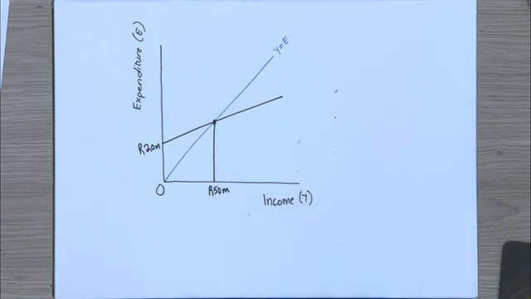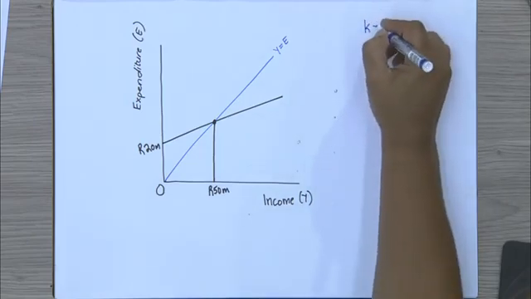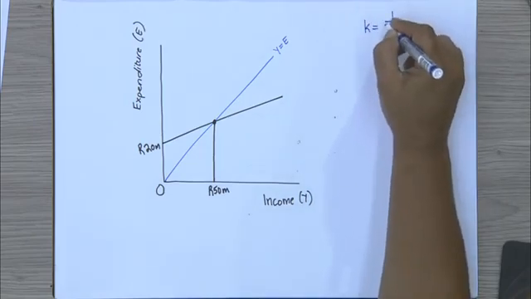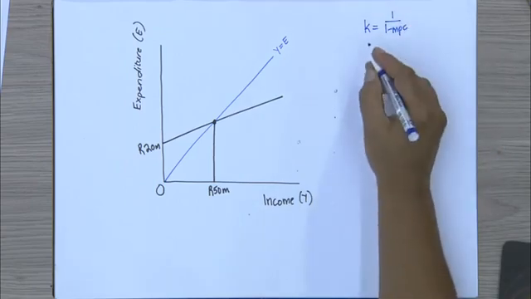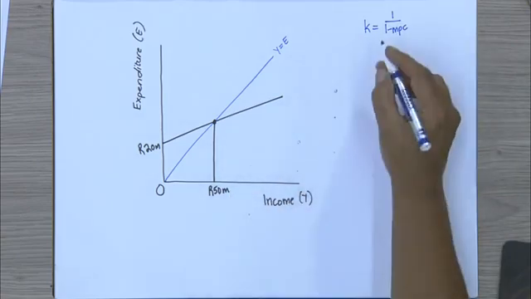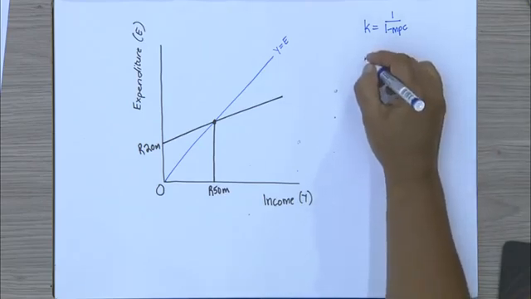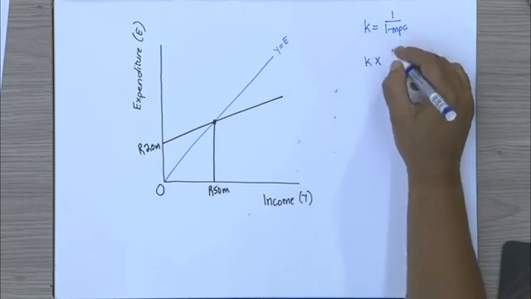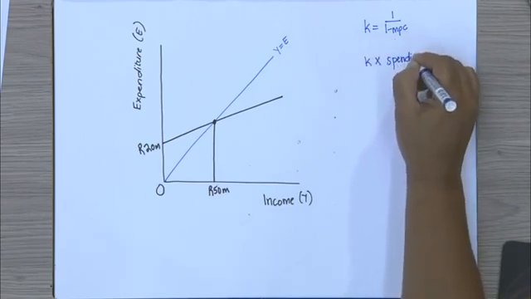Now the question says, calculate the value of the multiplier. Now you know the formula is K equals 1 over 1 minus MPC. So we know what K is because that's our eventual. Sorry, we don't know what K is. Right, we need to calculate K, but we know we take K times the spending to give us our income.